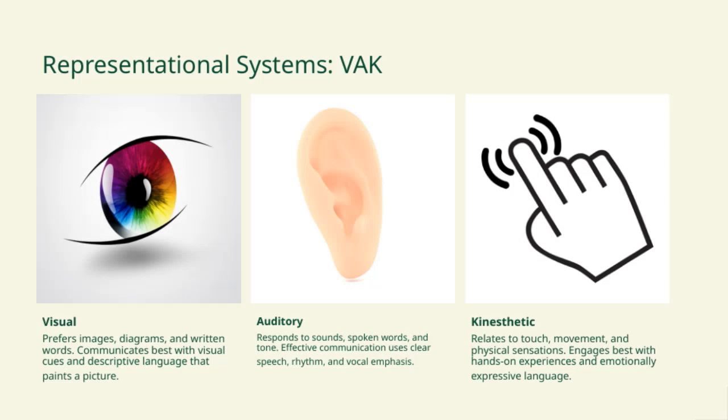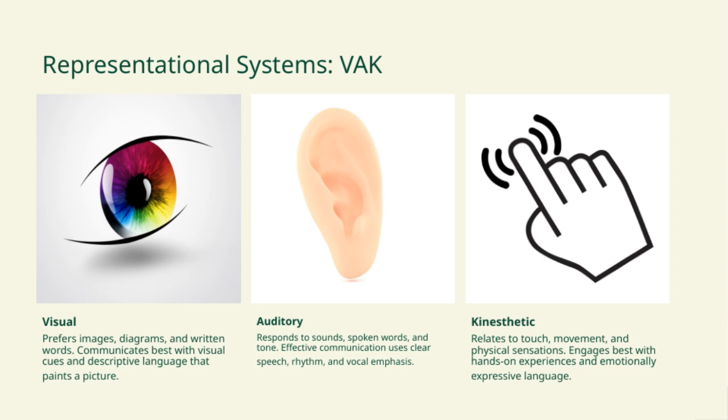Let's explore the three primary representational systems: kinesthetic, auditory, and visual. Starting with kinesthetic, this style relates to touch, movement, and physical sensations. People with a kinesthetic preference learn best through hands-on experiences and often respond well to emotionally expressive language. If you're explaining something to a kinesthetic learner, incorporating physical activities or gestures can make a big difference.